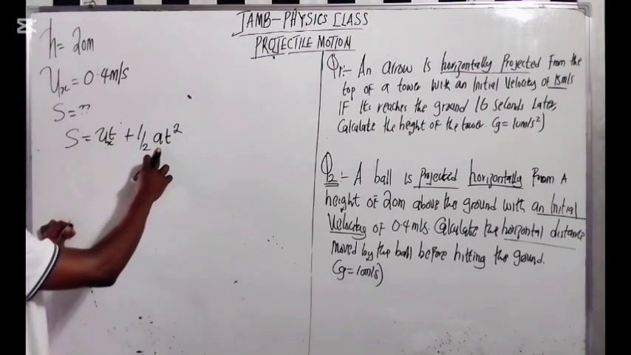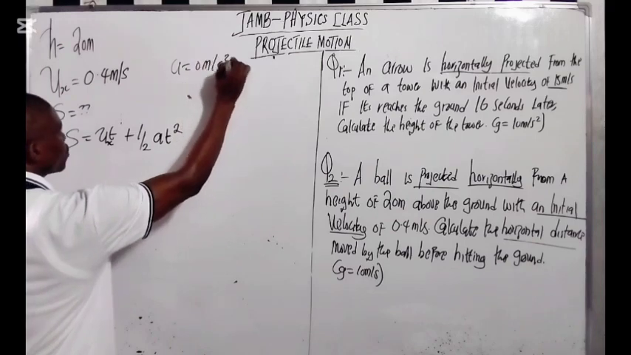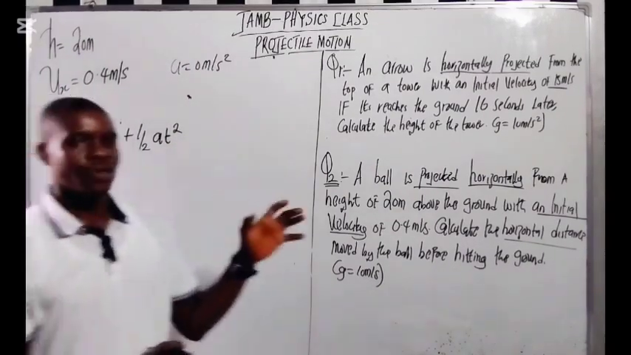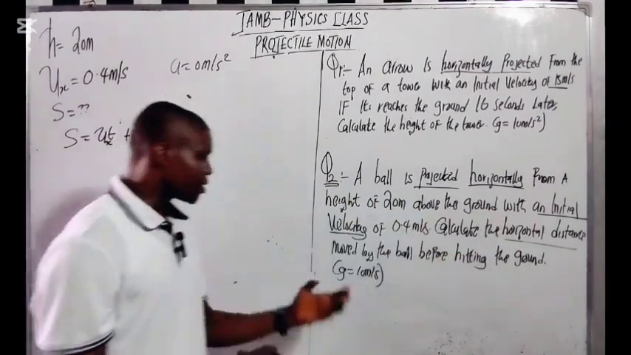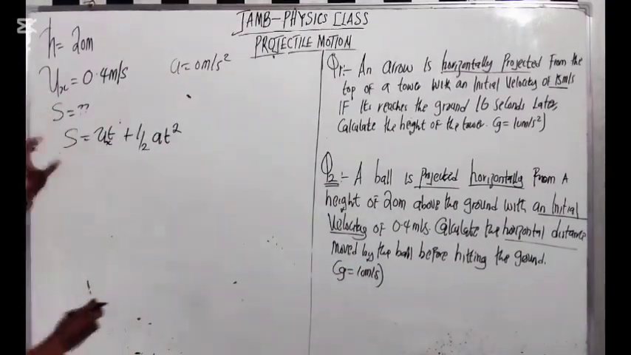Remember, they didn't give us acceleration here. So linear acceleration is 0 meters per second squared. So it's not your fault. The question did not give us linear acceleration, right? But we know that g, acceleration due to gravity, is always 10 meters per second squared. So how do we solve this here?